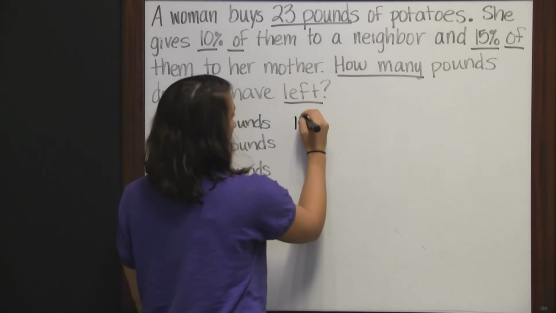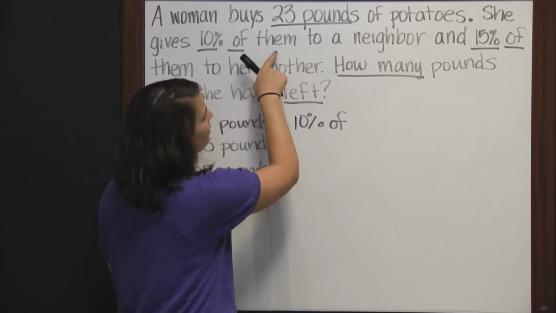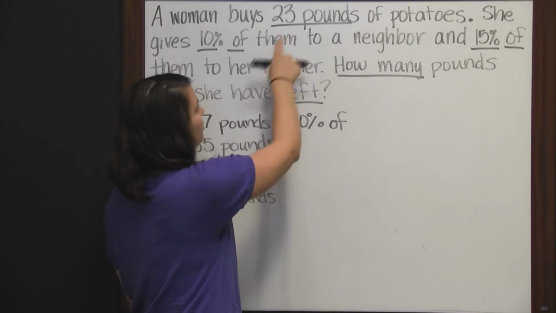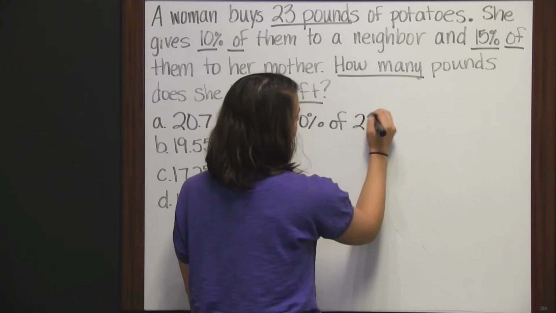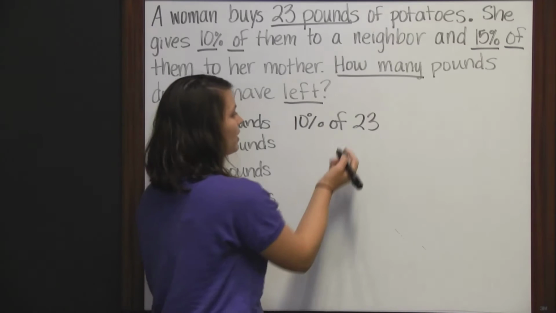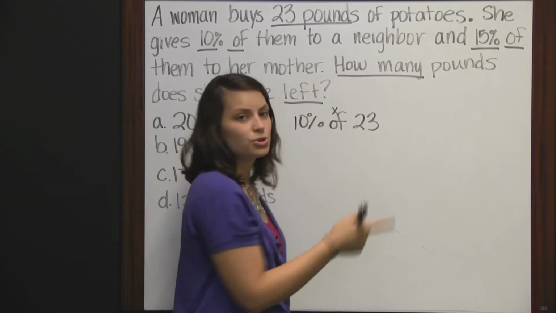So let's start with 10% of, and it says of them. And what does them refer to? Well, it refers back to the 23 pounds. So it's 10% of 23 pounds. Of means to multiply. And we're going to multiply 10% and 23.